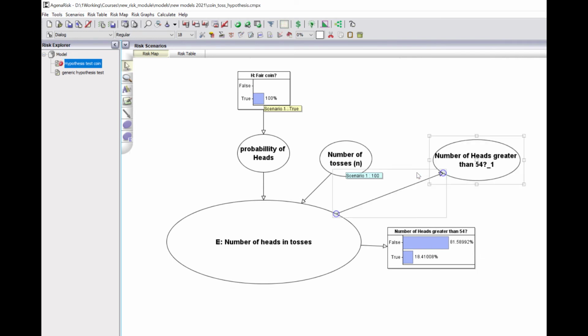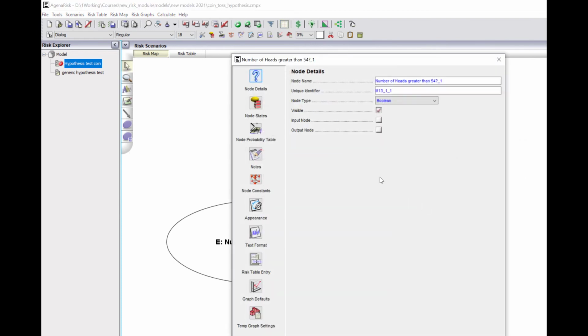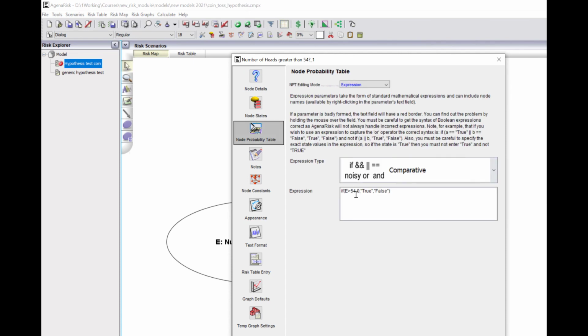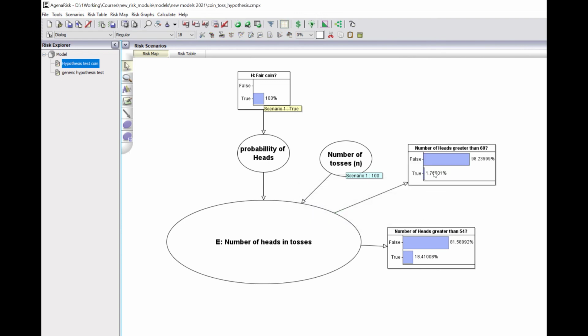Now let's copy that node and paste it, and we can see the probability of getting greater than 60 heads. So we're just going to define this exactly the same, but we're just going to change the definition here. So we change that to 60 instead of 54. And we run the model again. And there you can see there's a 1.76% probability that you get greater than 60 heads.